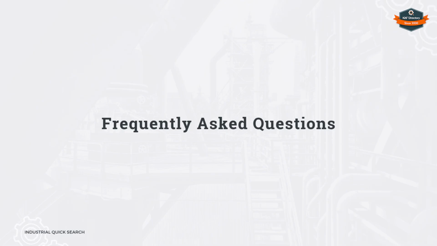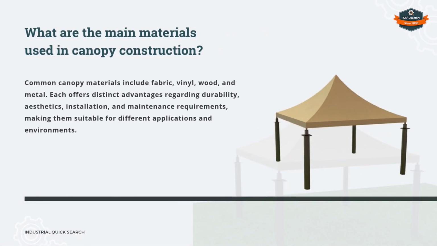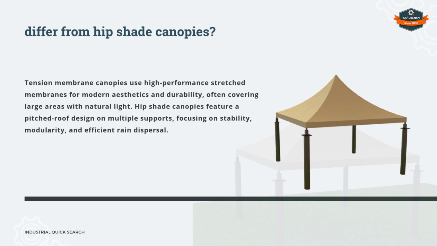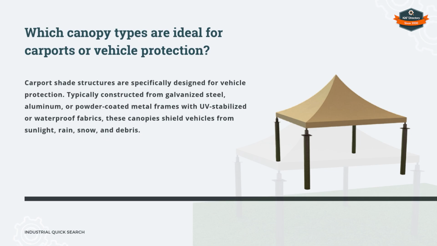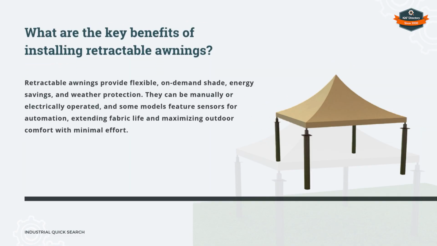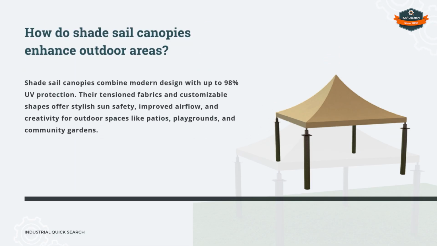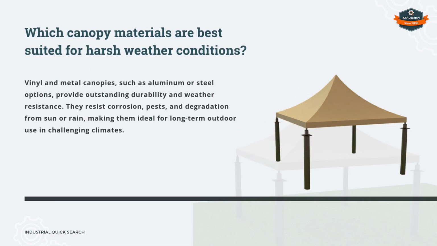Frequently asked questions. What are the main materials used in canopy construction? How do tension membrane canopies differ from hip-shade canopies? Which canopy types are ideal for carports or vehicle protection? What are the key benefits of installing retractable awnings? How do shade sail canopies enhance outdoor areas? Which canopy materials are best suited for harsh weather conditions?